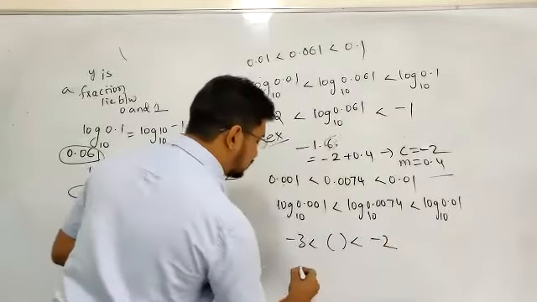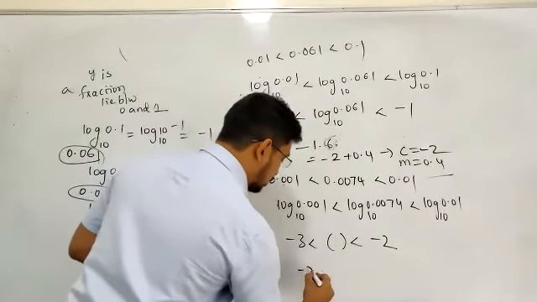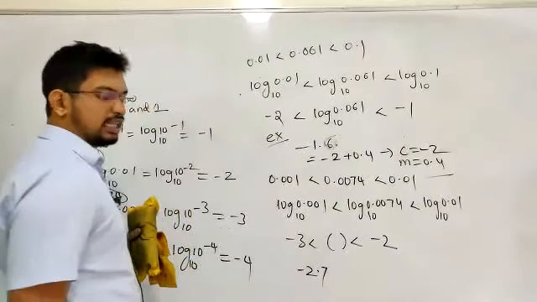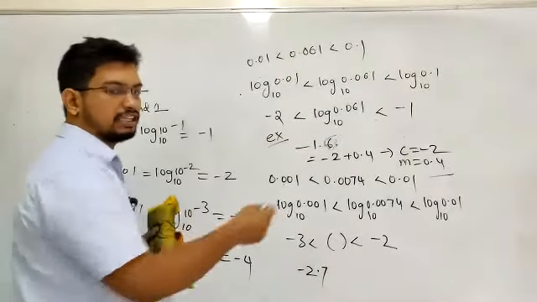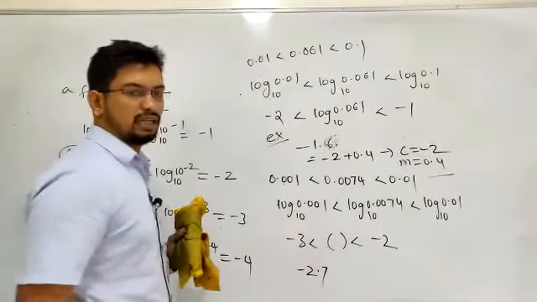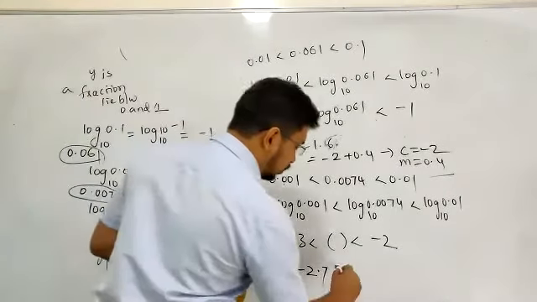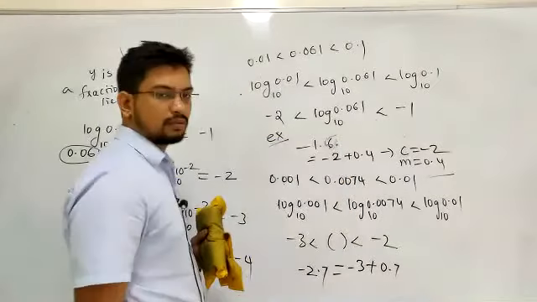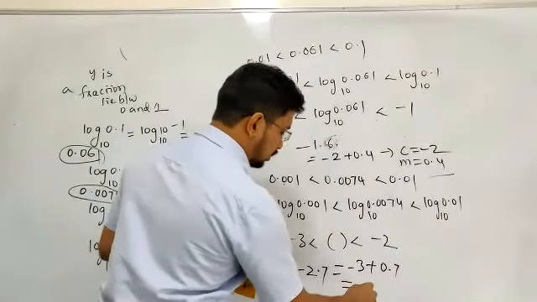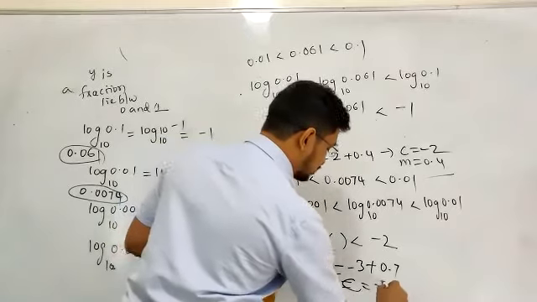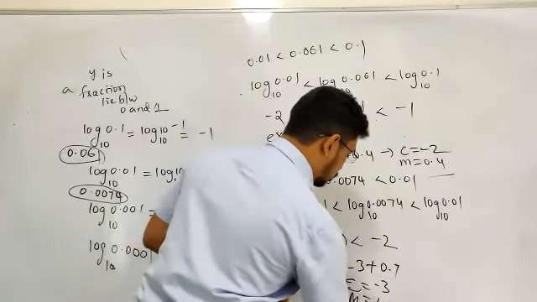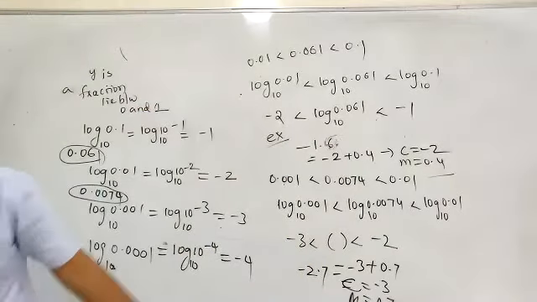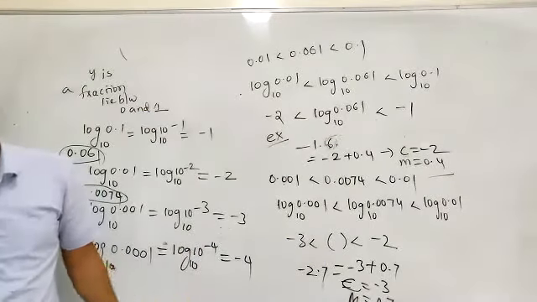So this value is something like -2.7, between -3 and -2. So I can write it as -3 plus 0.7. So the characteristic is -3 and the mantissa is 0.7. You got the characteristic and you got the mantissa.